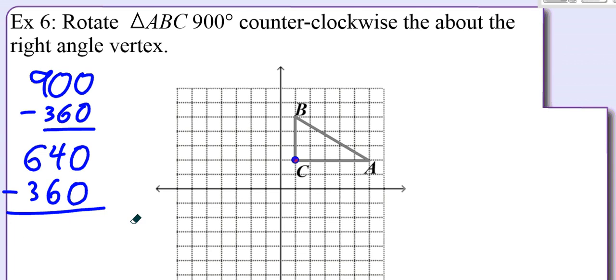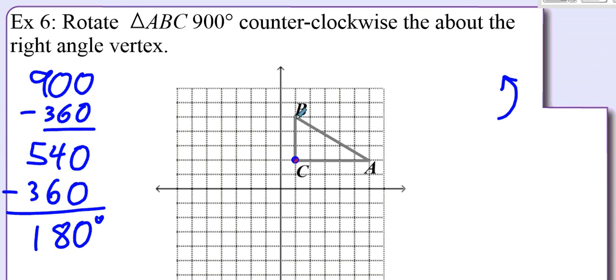I don't think that was right. 540. Subtract 360 from 540, you get 180. So it's 2 full circles and then 180 degrees. So we're only going to rotate it 180 because that's the simplified version of it, counterclockwise, and it says around the right angle vertex. So that's right here around C.